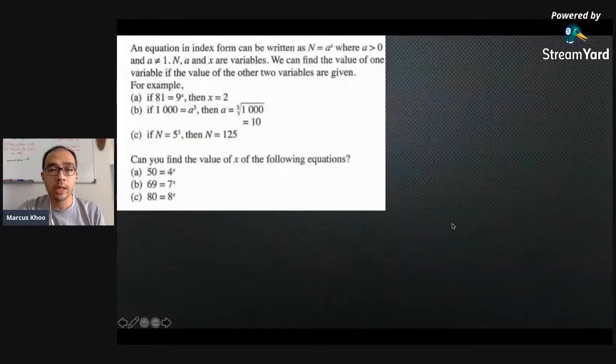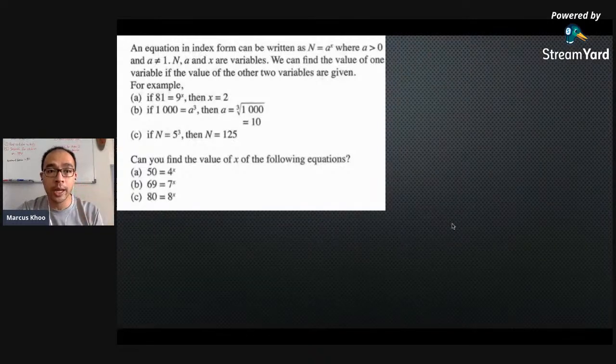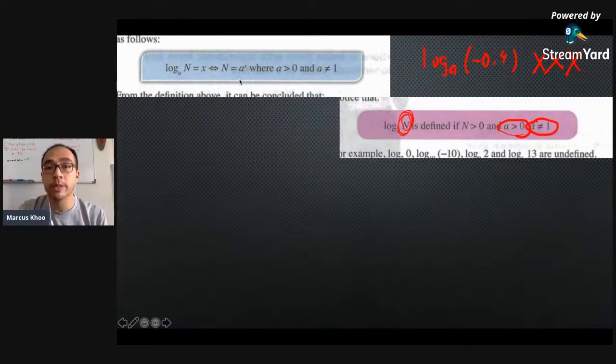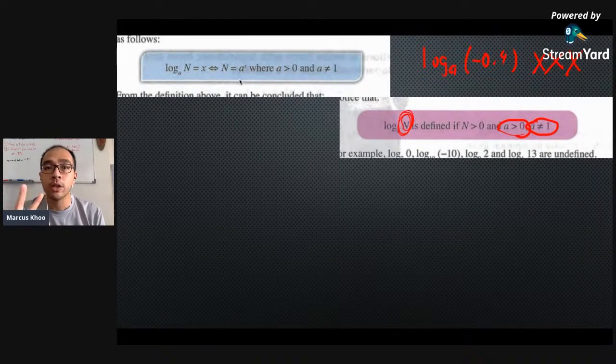Okay, so let's begin. Last week, we looked at what logarithms are, and how to change between index form and logarithm form. Now this is a very important skill, as I mentioned before. Knowing how to change between index form and logarithm form, seeing the relation between the two, is very important.